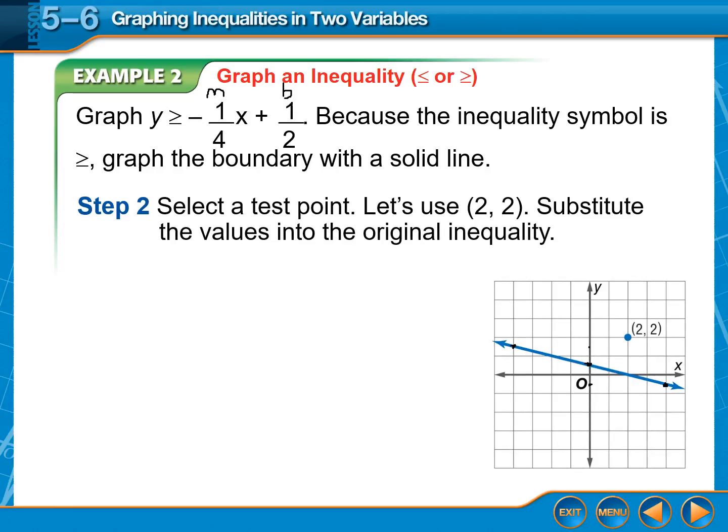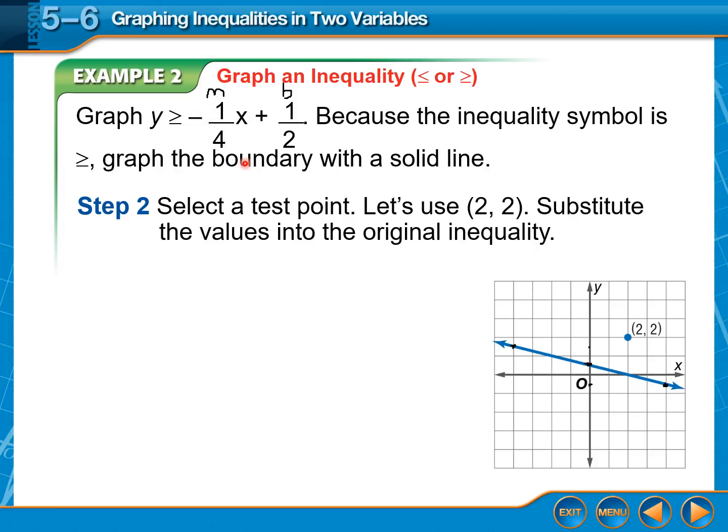All right, so now what we want to do is test a point. Again, we could use 0, 0. In this case, we're going to use something different. We're going to use 2, 2, just to show you one particular trick here. So if you notice the inequality that we got here, y is greater than or equal to negative 1/4 x plus 1/2. There's a lot of fractions involved in this inequality here.